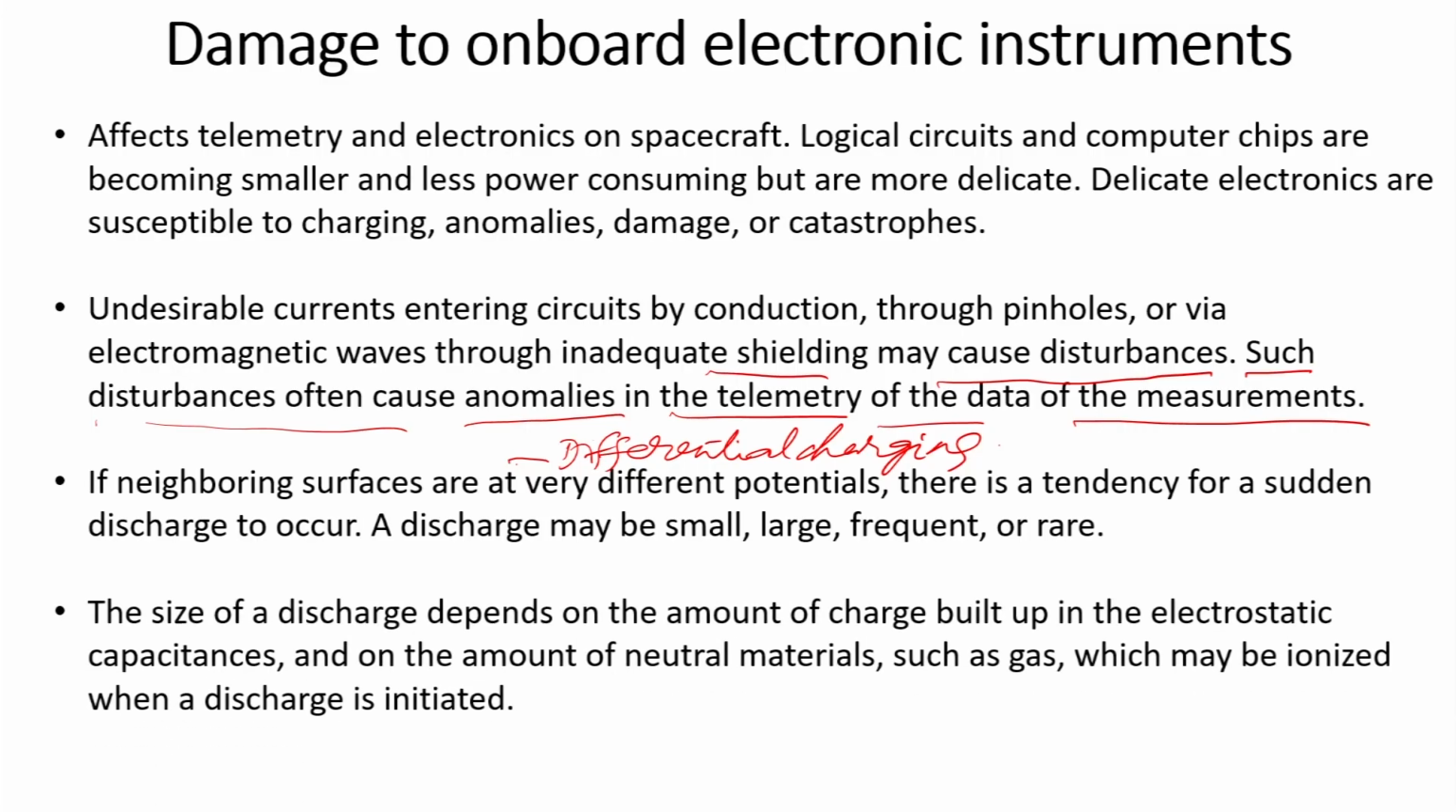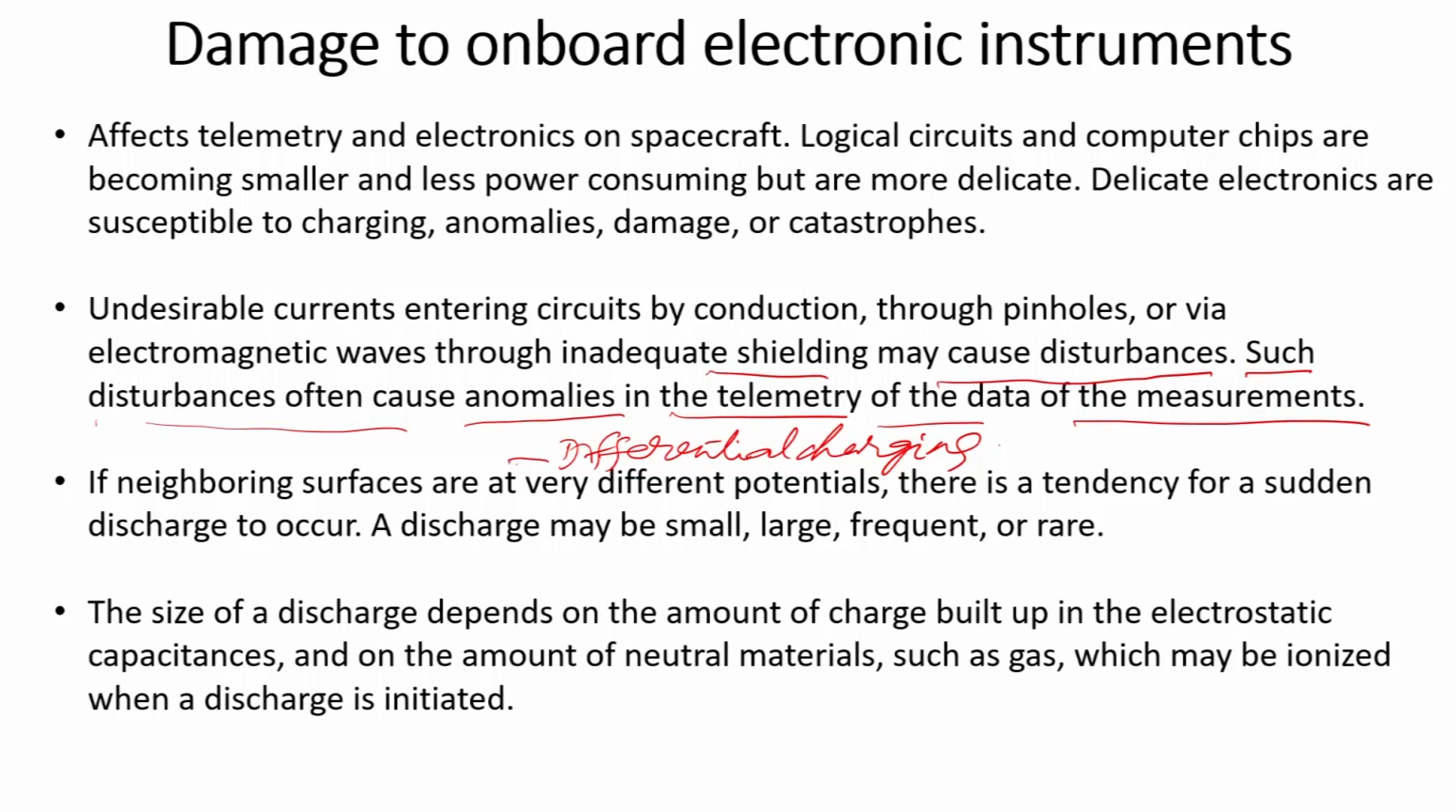The size of the discharge depends on the amount of charge built up in the electrostatic capacitances, meaning the spacecraft is assumed to be like a capacitor, and on the amount of neutral material such as gas which may be ionized when a discharge is initiated. All these things affect the discharge and its subsequent effect on the spacecraft's subsystems.